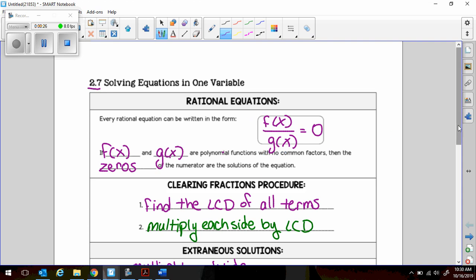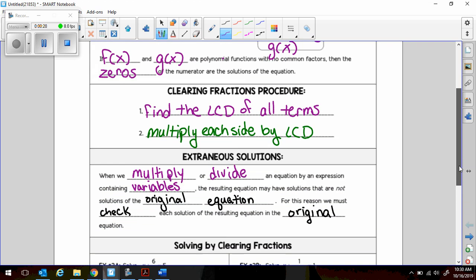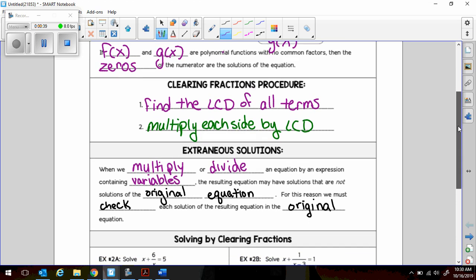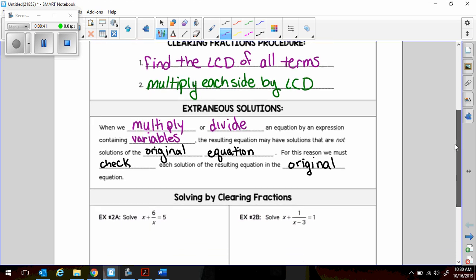We are going to clear our fractions by finding the least common denominator of all the terms, and then multiplying each side by the least common denominator, and that will get rid of the fraction. We'll just have the numerator.